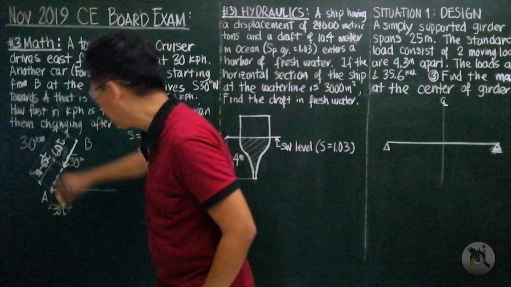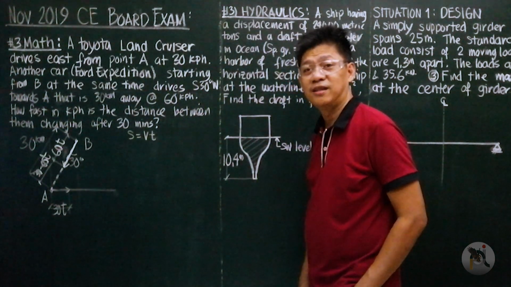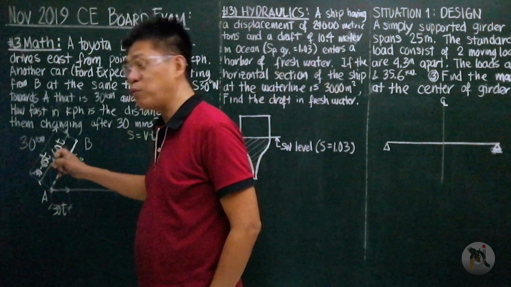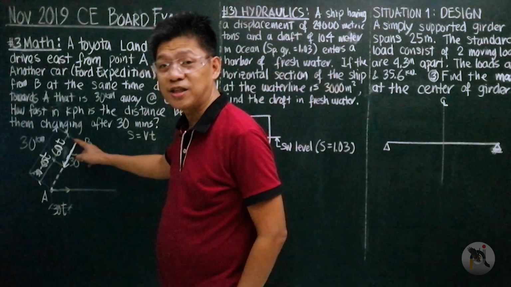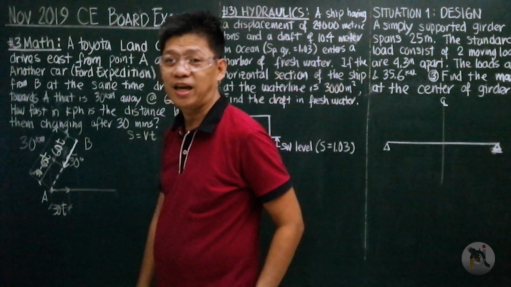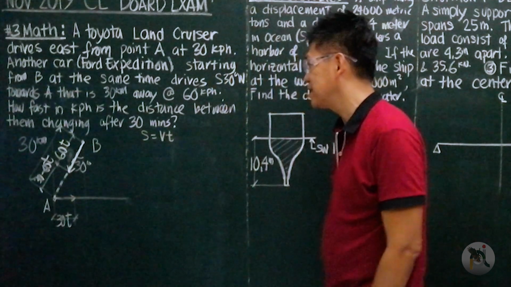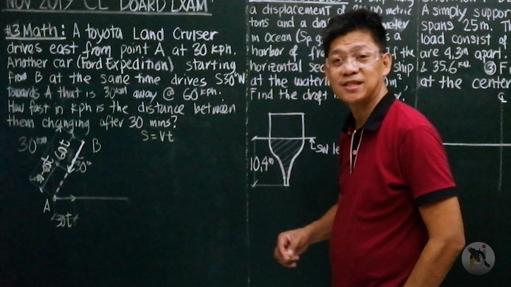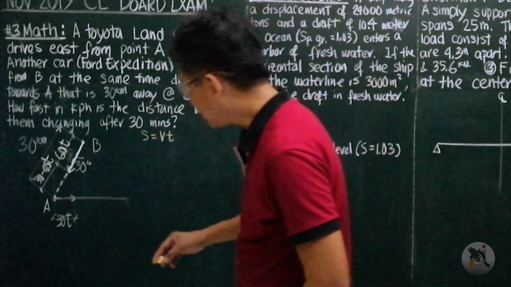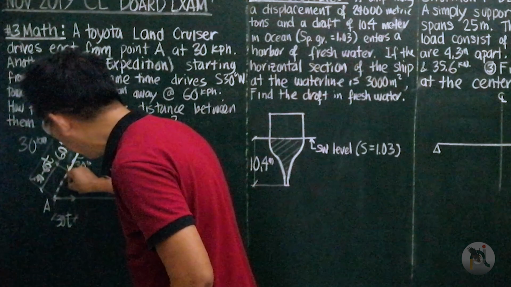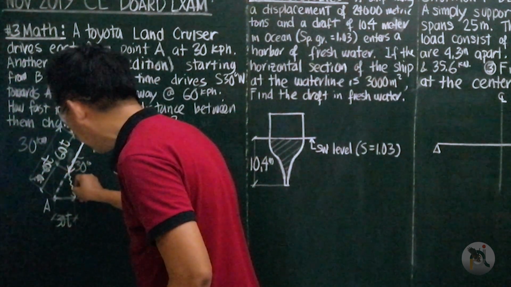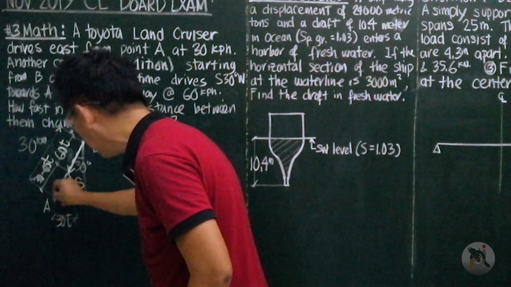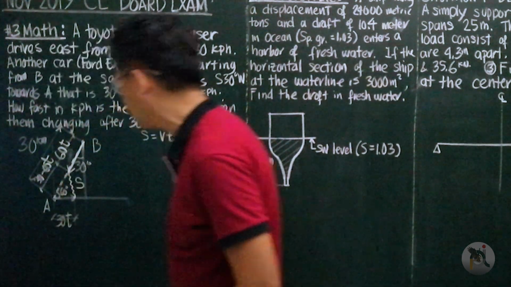So the question here is we are asked to find how fast is the distance between the two cars, the car starting at B and the car starting at A, changing after 30 minutes. At any time t, the distance between them is this distance. This is S. If this is 30 from this triangle, this must be 60 degrees.